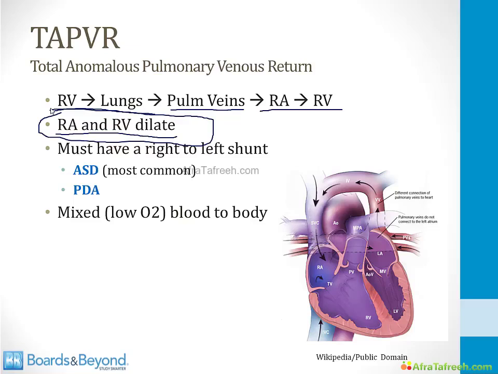Now, for this condition to be compatible with life, there must be some right to left shunt that allows blood to get over to the left side of the heart. Usually there is an ASD, although sometimes there is a PDA. This allows mixed blood, which contains oxygenated and deoxygenated blood, to go to the body. That blood will have a low oxygen content, and therefore this condition leads to cyanosis in a baby.